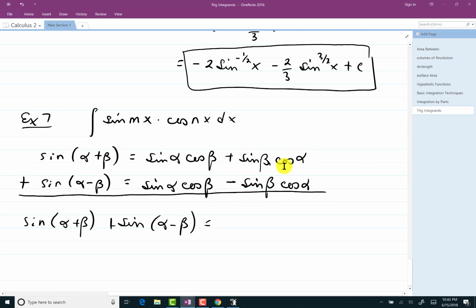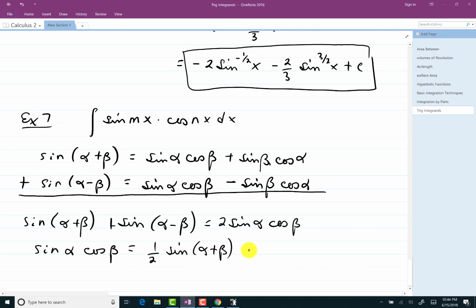This part will disappear and you'll get 2 sine alpha cosine of beta. I can't use the double angle identity because alpha and beta may not be the same angle. But I do have this working for me. So if you look here, I can divide by 2, and I can get sine of alpha cosine of beta to equal 1/2 sine alpha plus beta plus 1/2 sine alpha minus beta.